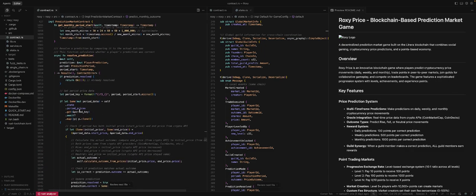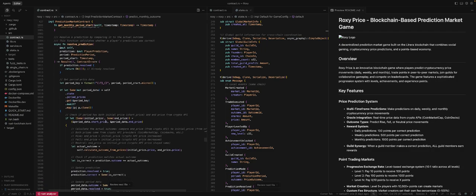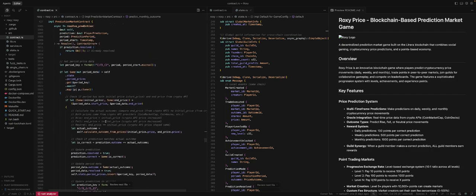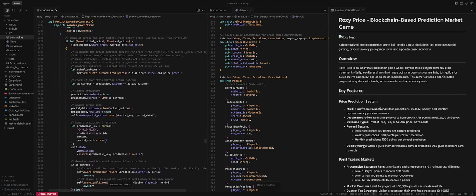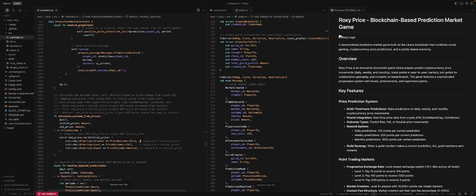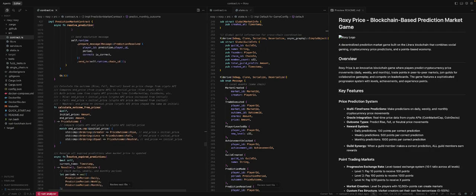Now to resolve prediction by comparing it to the actual outcome. This function is basically to resolve the prediction if the market was high, low, or neutral. So this function really handles everything. And you can see calculate outcome from price. Let's go to calculate outcome from price. You can see the outcomes rise, fall, and neutral. Now you calculate the outcome based on price changes from the crypto API. So you get the initial price and the end price, and compare them if there are any changes on the price.